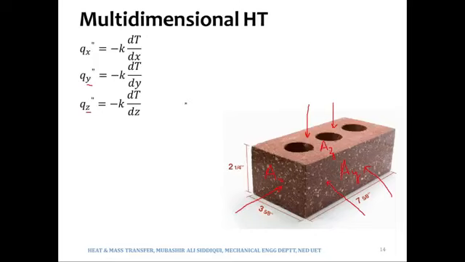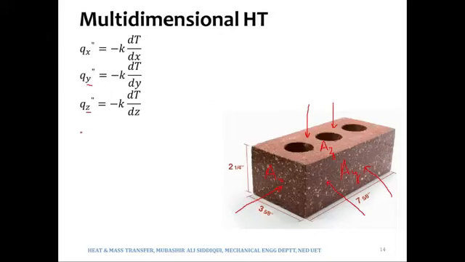So when we have multi-dimensional heat transfer, if the heat transfer is only taking place in one dimension, for example in X only, we call it 1D heat transfer. If it is taking place in 2 dimensions, X and Y, we call it 2D heat transfer. And if it is taking place in all 3 dimensions, we call it 3D heat transfer or 3-dimensional heat transfer.